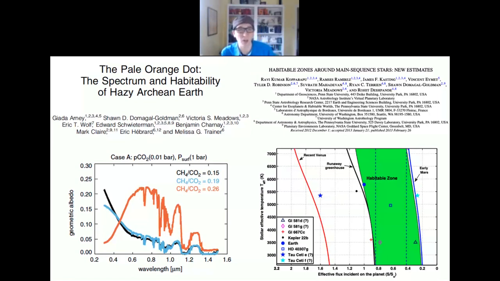So we're well known for the Pale Orange Dot series of papers that Giada Arney wrote when she was first a grad student and then a postdoc and early career civil servant at Goddard. And also the climate side of it has been used to define the habitable zone, at least the 1D models that went into defining the habitable zone. And I think those are the best known pieces of work.